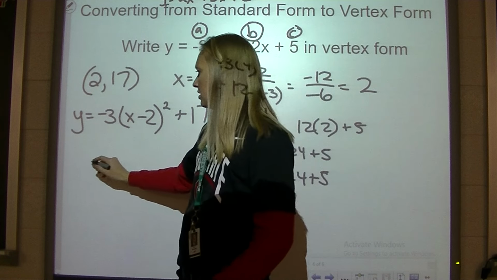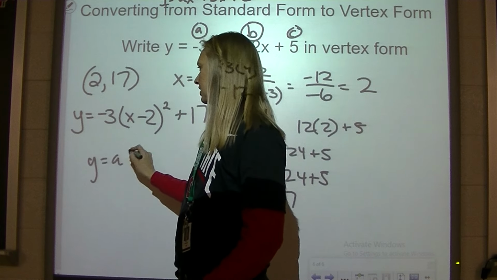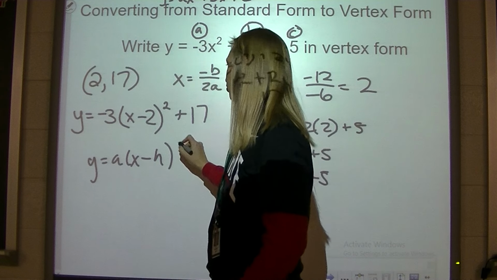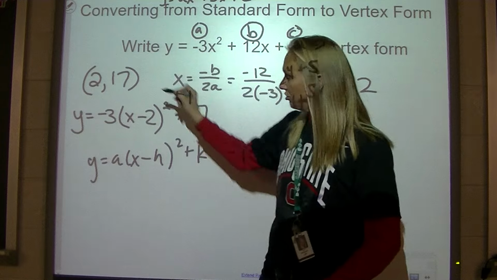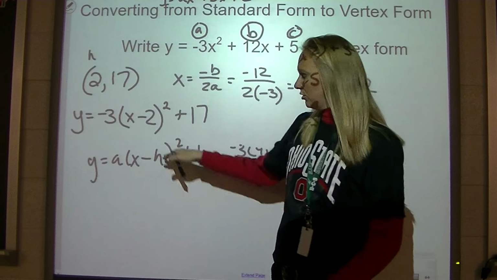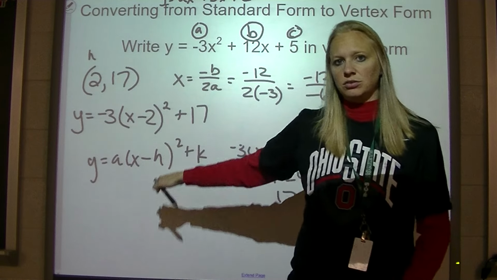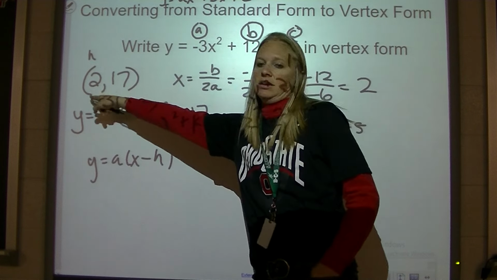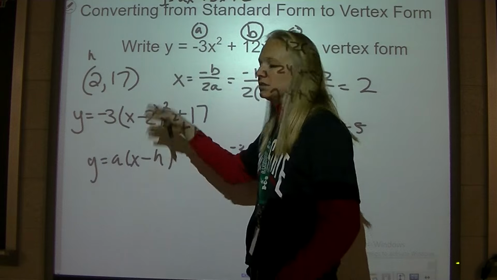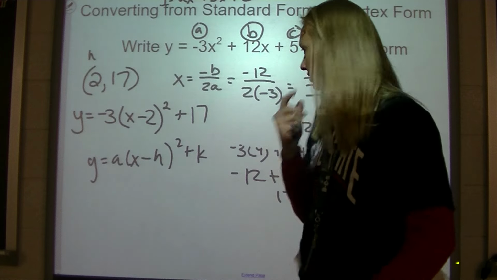Because remember, vertex form is a times (x minus h) squared plus k. So since our h is positive 2, we just plug it in there, so it's x minus 2. The only way it would change to a positive x plus 2 here is if this was a negative 2, because that would be x minus a negative 2, like the previous example.